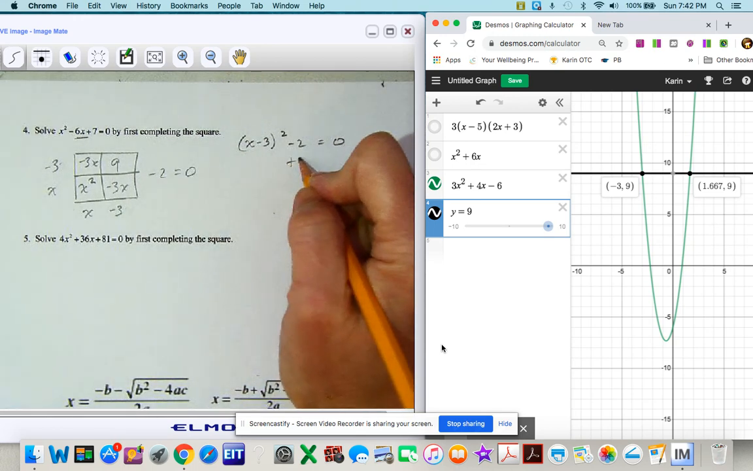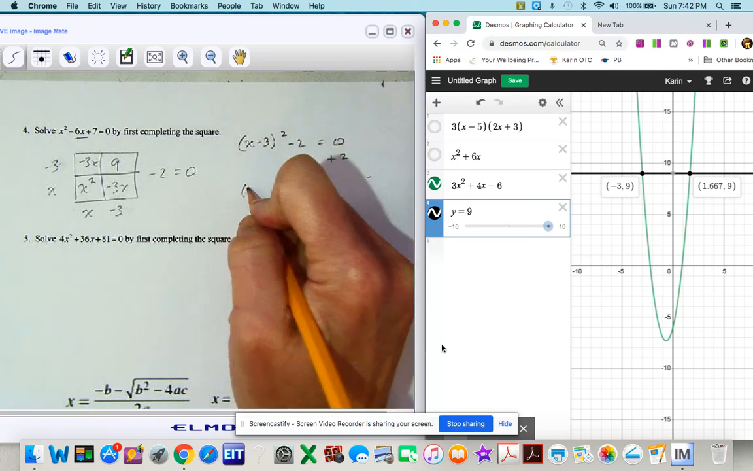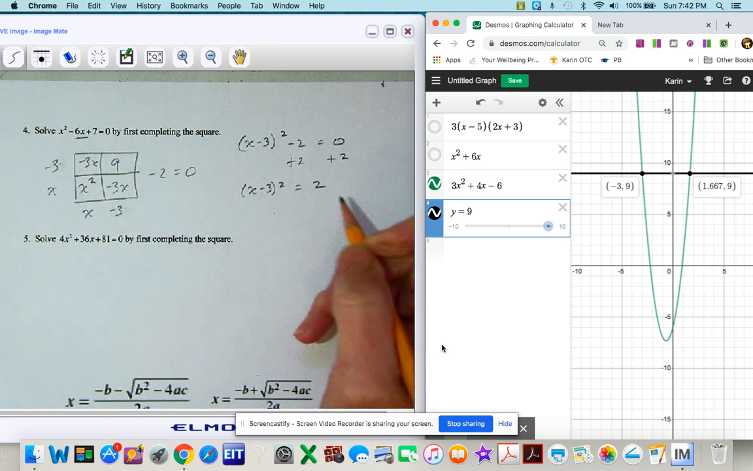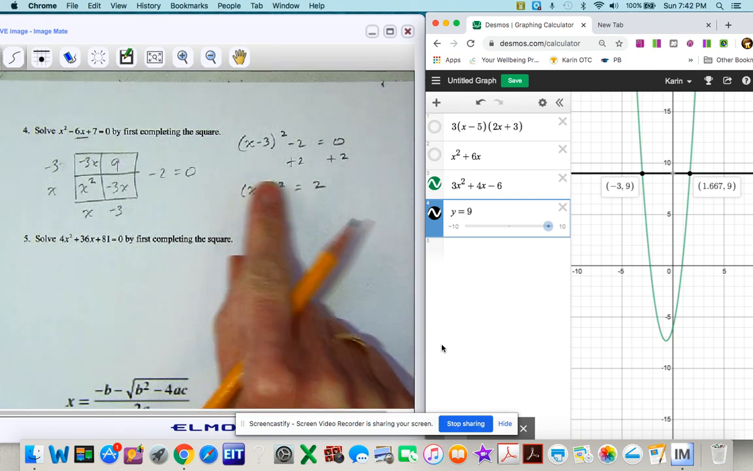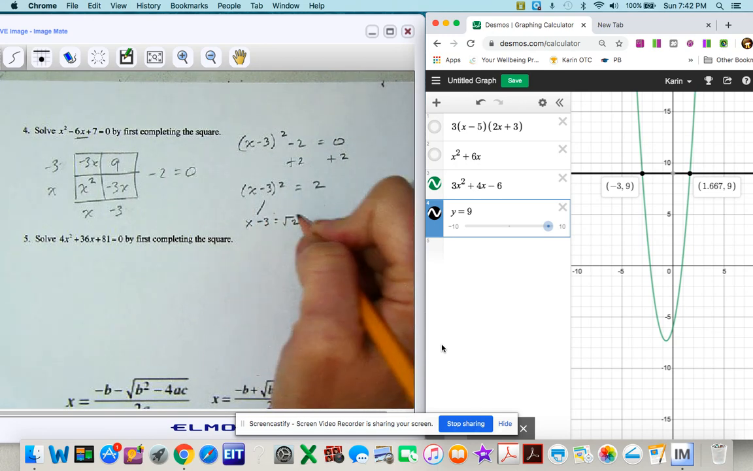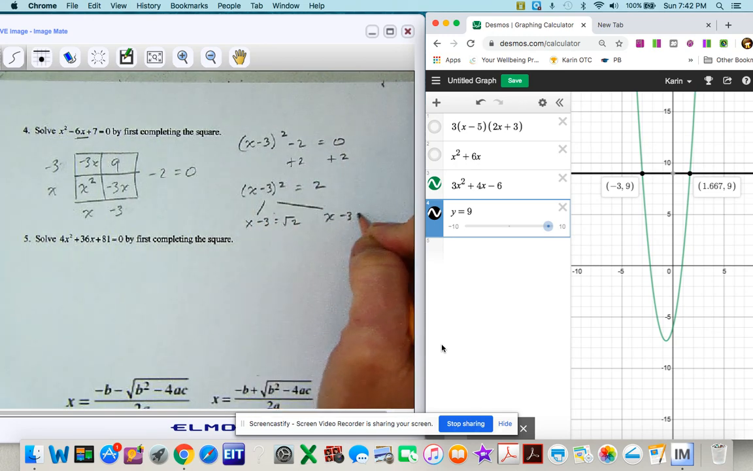Okay, did you add 2 to both sides? x minus 3 squared is equal to 2. Now what number squared is equal to 2? Either x minus 3 could equal the square root of 2, or x minus 3 could equal the opposite of the square root of 2. I'm going to add 3 to both sides.